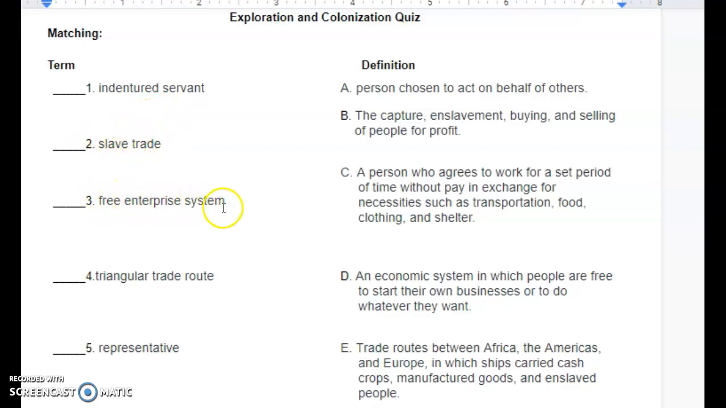Number 3, free enterprise system. Number 4, triangular trade. Number 5, representative. And you will match those words with the following definitions.